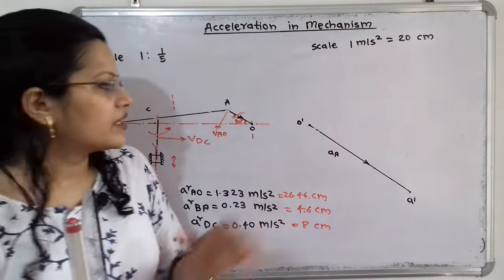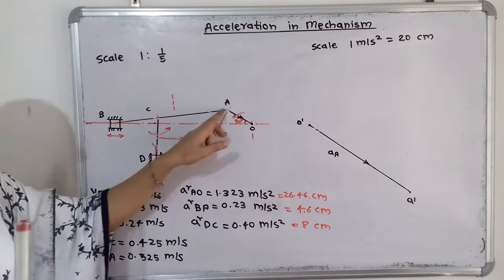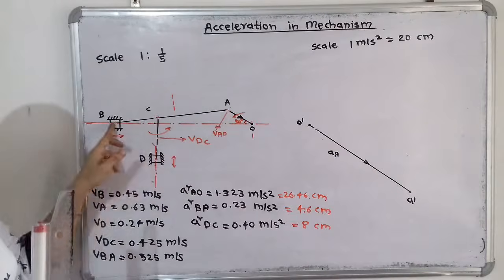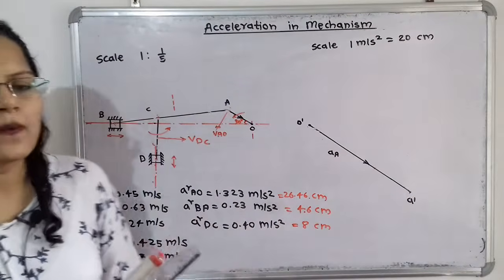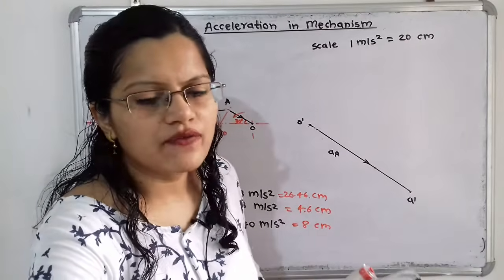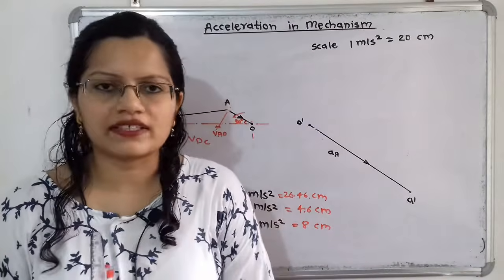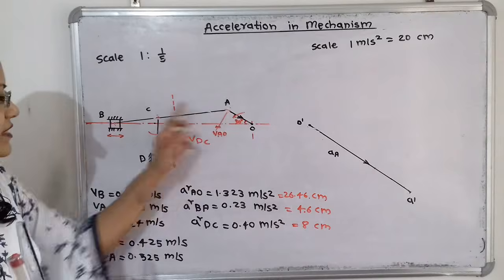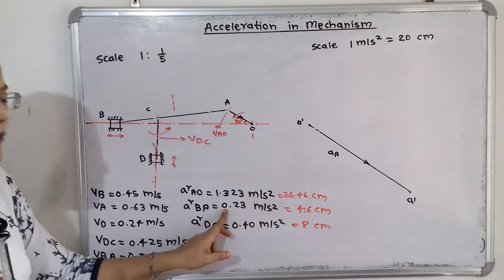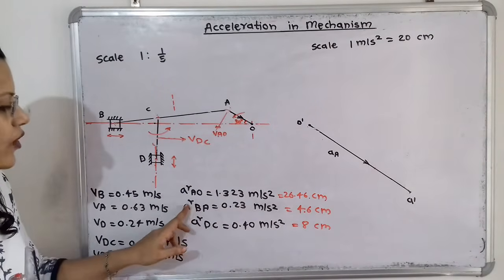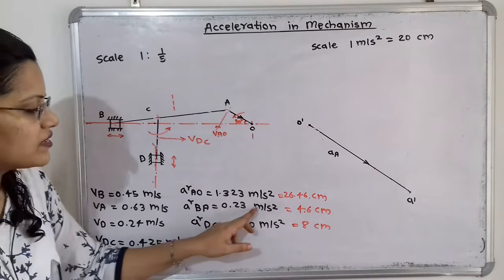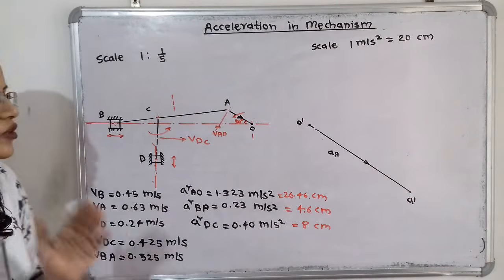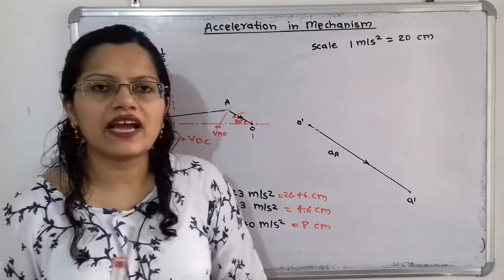Now if we observe the diagram, here is the link AB that is connected with this point A dash. So how to draw? Again we will first draw the radial component of acceleration, because for this link AB we have calculated the radial component of acceleration. It is 0.23 meter per second square. So now what is the direction that we have to take?